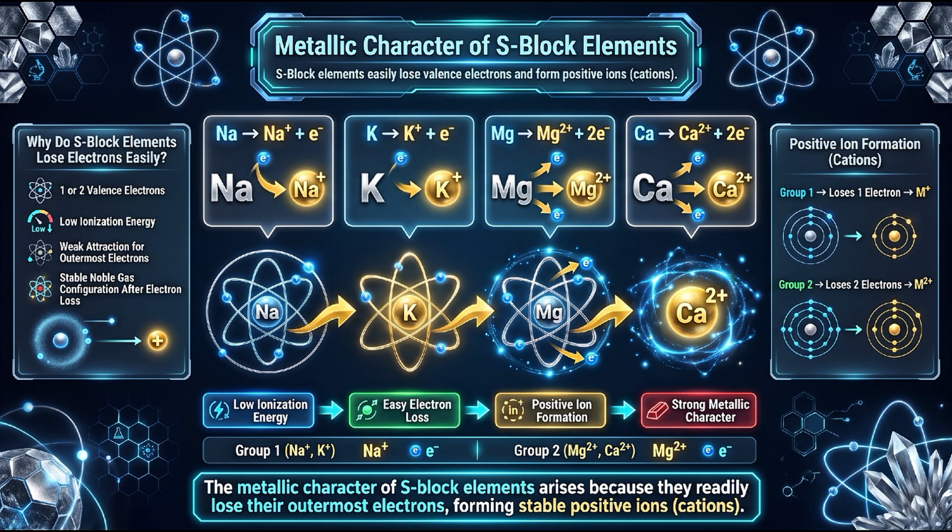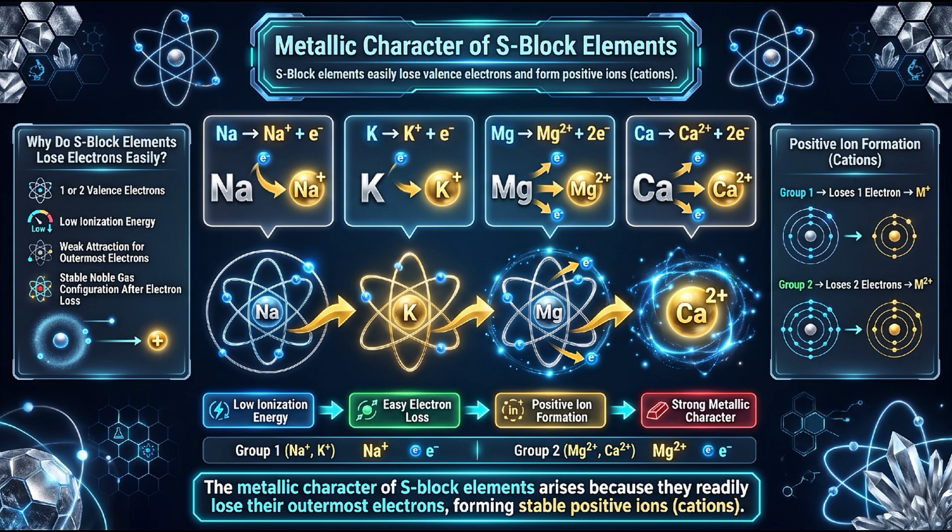The image then introduces magnesium, which belongs to Group 2. Magnesium has the electronic configuration 2,8,2, meaning it has 2 valence electrons. Its ion formation is represented as Mg → Mg2+ + 2e-. This equation shows that magnesium loses 2 electrons from its outermost shell.